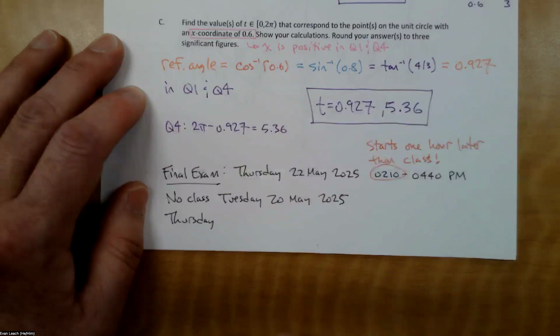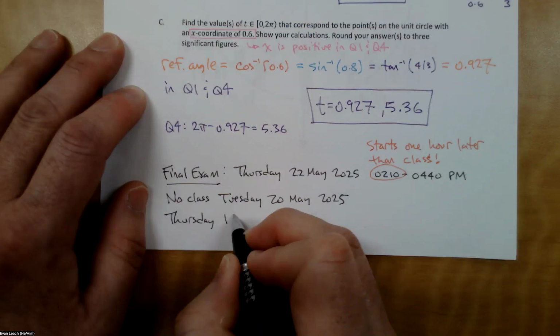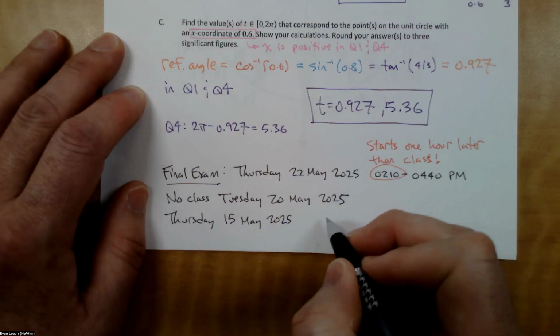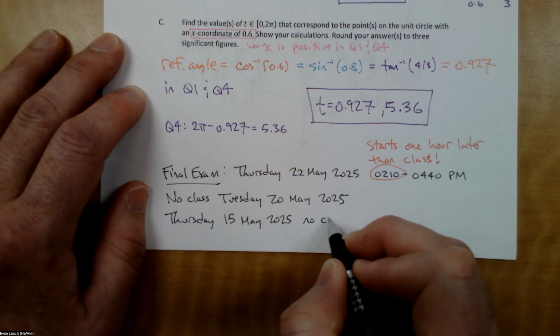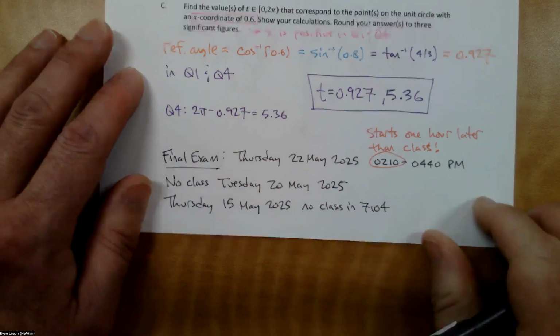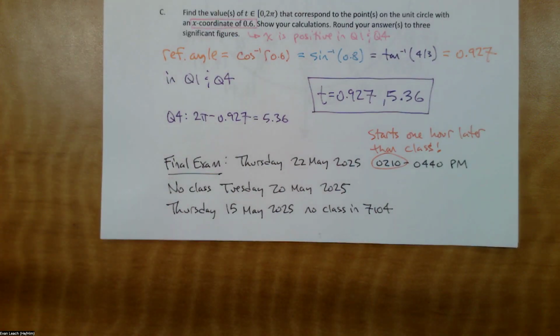So Thursday, what's today? Tuesday the 13th. So 15 May of this year. There's going to be no class here in 7104 because we've completed going over the final exam review, both parts. I will have office hours in 7324D. That's from here, go 3 floors up, and it's in that corner of the building.